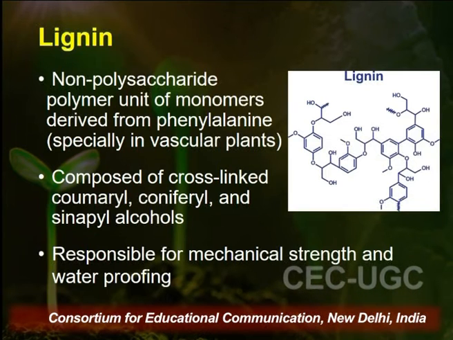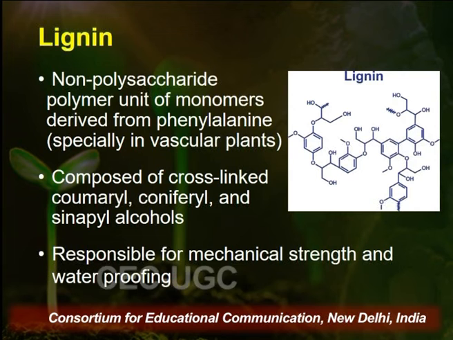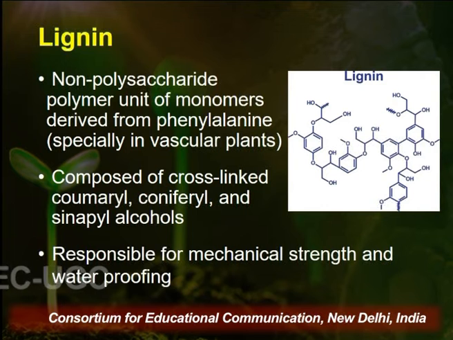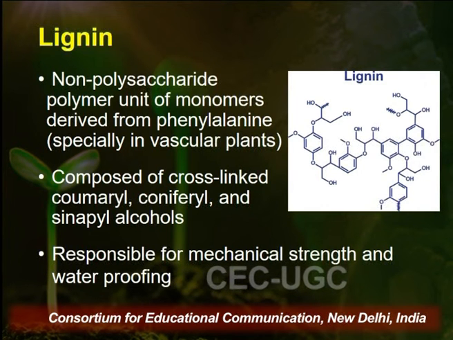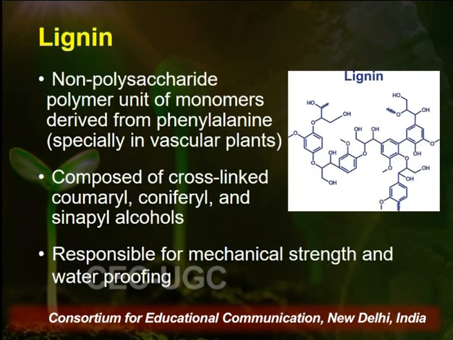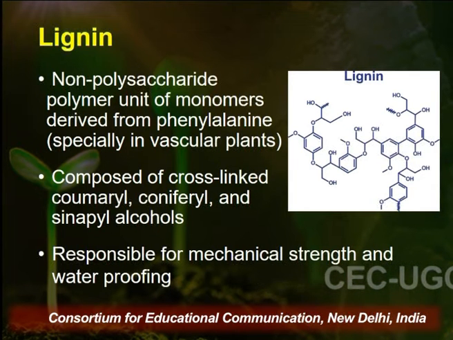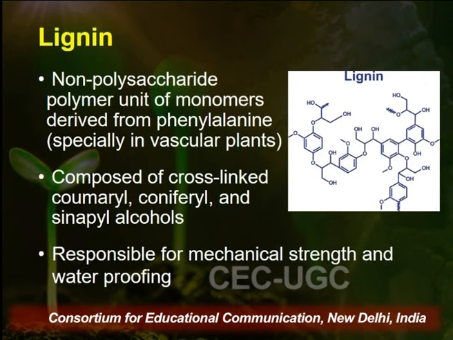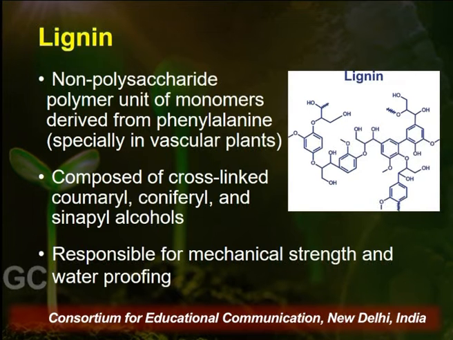Now, we move on to another cell wall component, that is lignin. As I told you earlier, lignin is a non-polysaccharide portion of the cell wall, and it has been found that it is largely made up of monomers derived from phenylalanine, specifically in the case of vascular plants. And we know that phenylalanine is responsible for the biosynthesis of different types of phenylpropanoids, and therefore, we can say that lignin is a non-polysaccharide unit largely composed of cross-linked phenylpropanoid derivatives such as coumaryl alcohols, coniferyl alcohols or sinapyl alcohols.